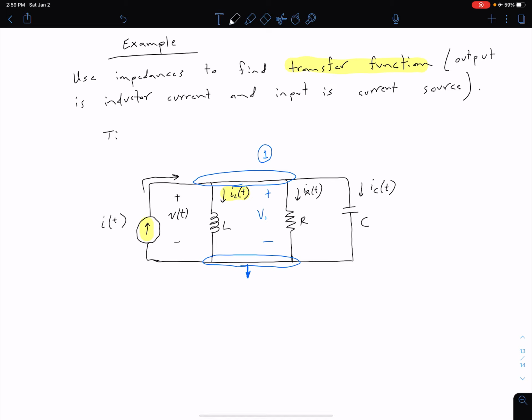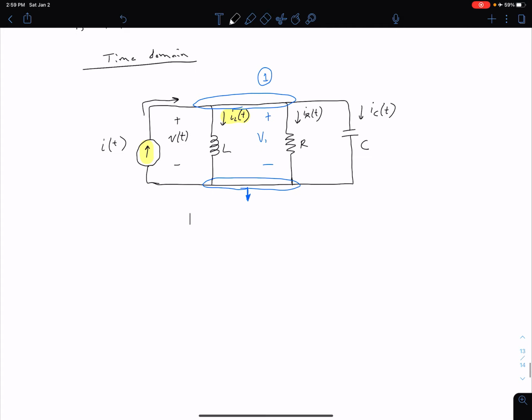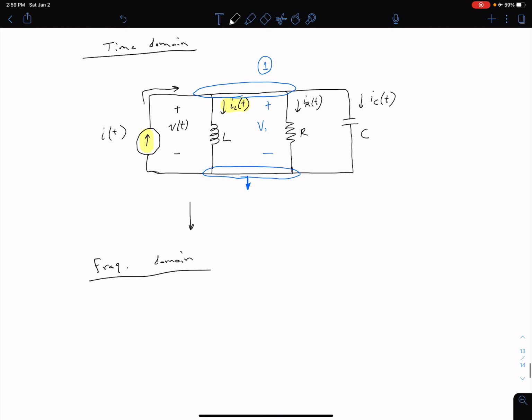So note that this is our circuit in the time domain. Everything is a function of t. But if we want to convert our elements to our impedances, essentially what we're doing is converting this circuit to our frequency domain. We're moving our circuit to the frequency domain as opposed to writing equations in time and then converting the equations themselves.